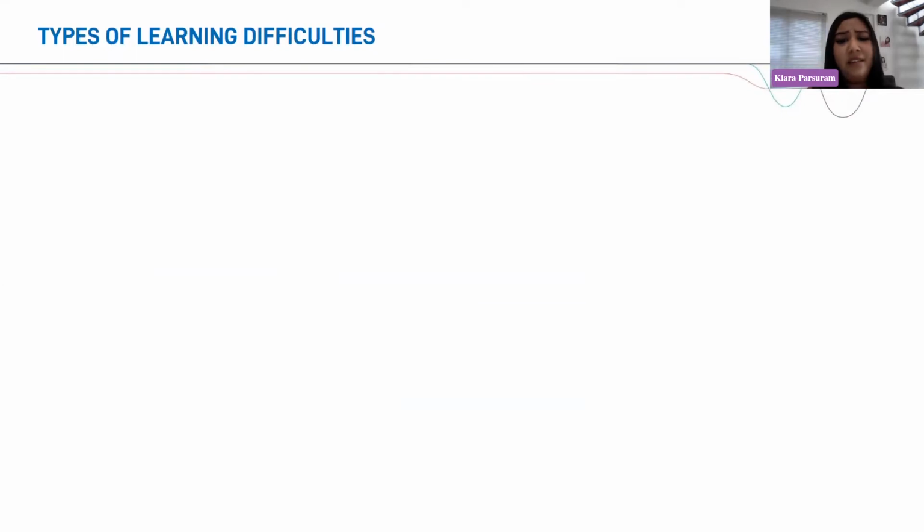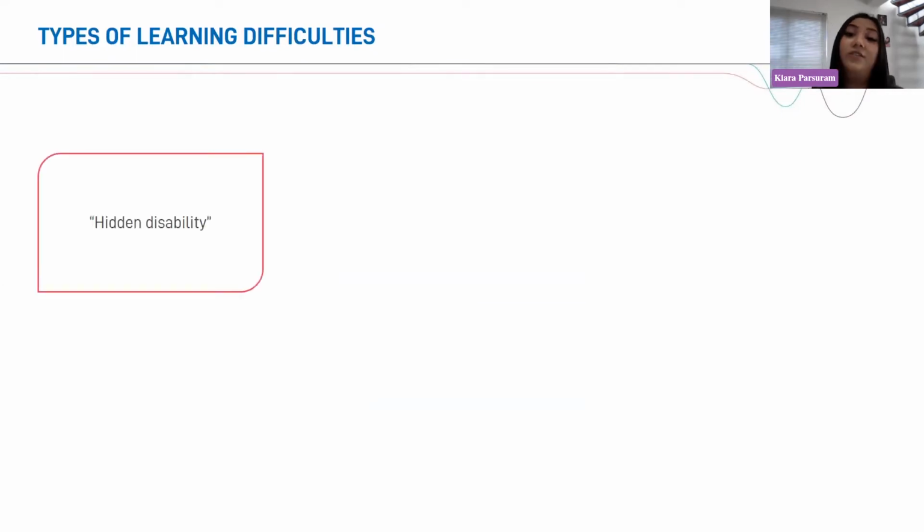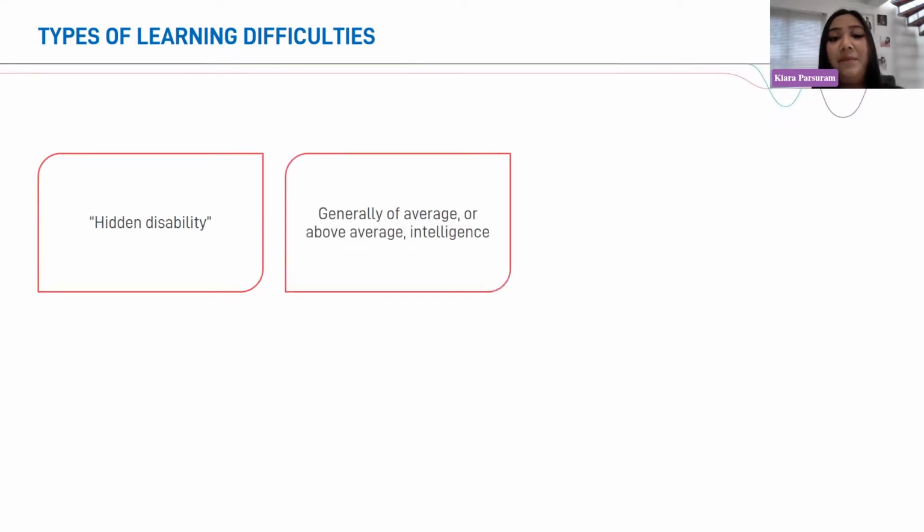So a learning difficulty might often be termed a hidden disability, and I'll get to the reason why shortly. A person challenged by a learning difficulty is generally of average or above average intelligence, and many are able to hide the fact that certain aspects of academic learning give them issues for years, leaving these issues unaddressed until high school or even later.